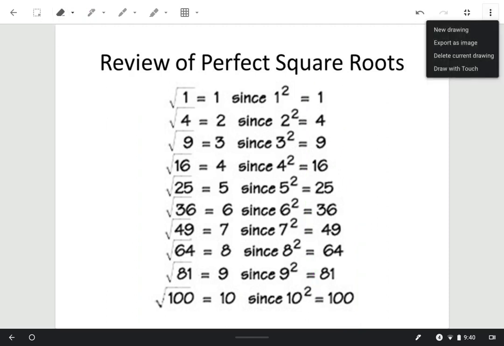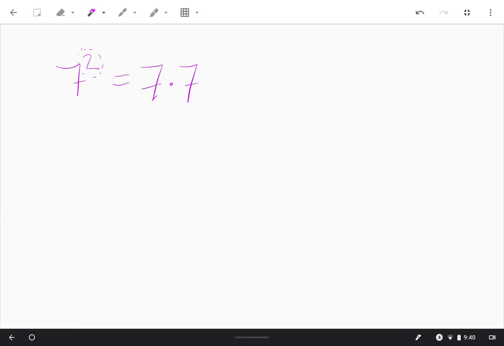Let me add another page here. So when we talk about this type of symbol, like an exponent, this 2 tells us to do 7 times itself twice. So 7 times 7, 2 sevens. And so the answer in this case is 49.